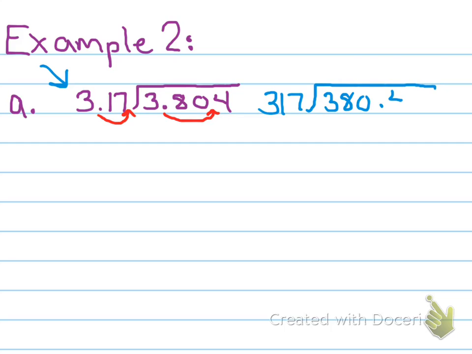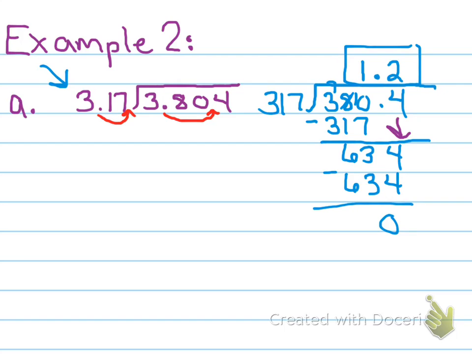So now we have 380.4 divided by 3.17, or 380.4 divided by 317. Now we're just going to use, again, our rules of rounding and divide this. 317 goes into 380 about once. Alright, and then when we multiply it out and subtract it, we get 63. Obviously 317 doesn't go into 63, so we have to bring down our 4. And we can estimate that that would be about 2 times, and it turns out that that works out perfectly.